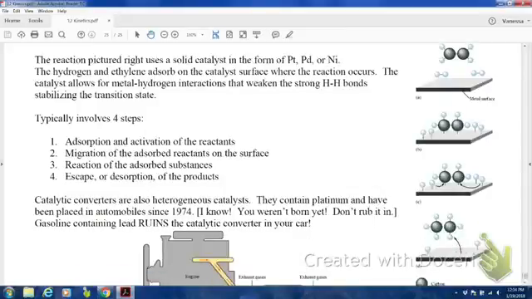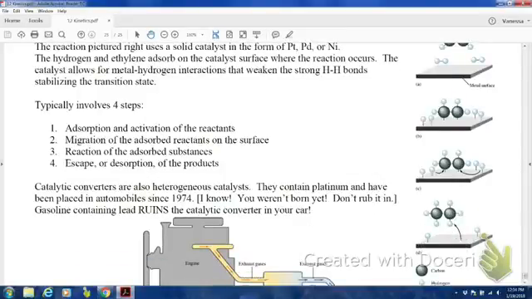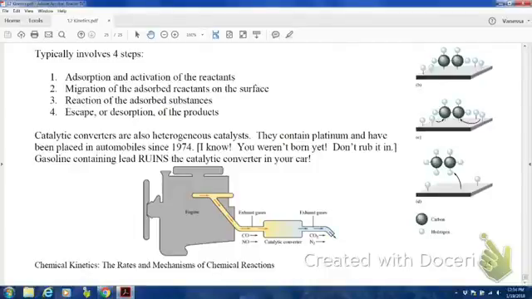Oh yeah. So here are the mechanisms for catalysts. I'm going to let you read through that because you are all proficient readers. Okay.